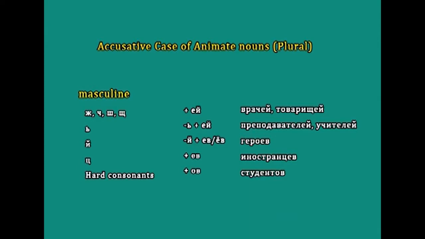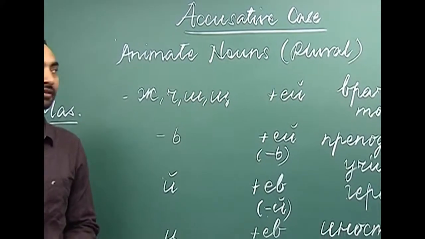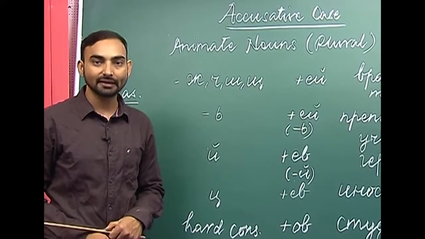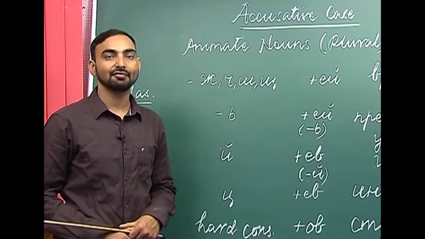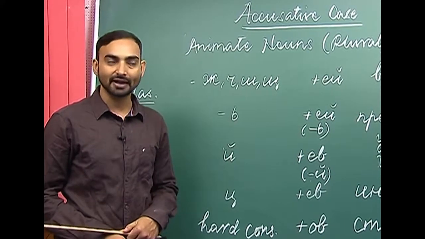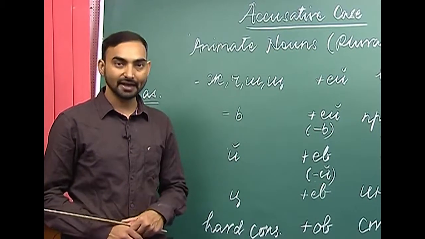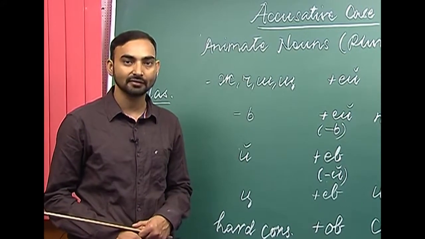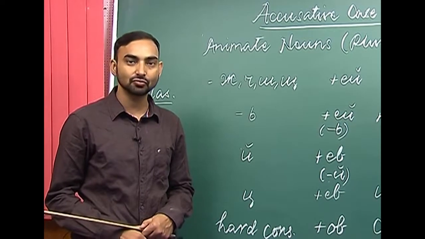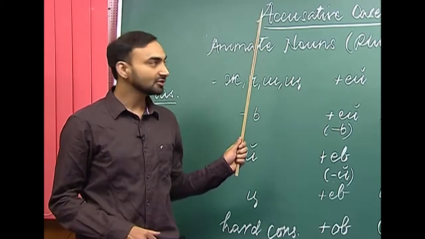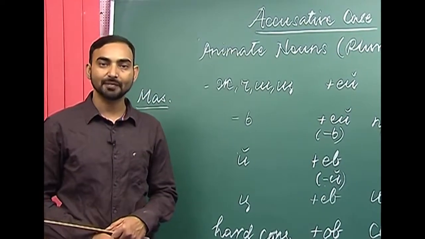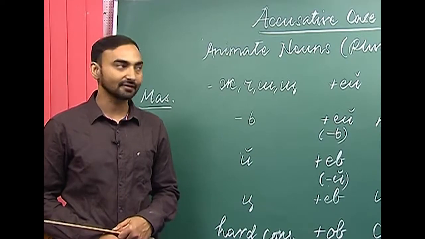As we have already discussed, the plural nouns which are inanimate do not decline in the accusative case. For example, if we are using столы, if we are using стулья, if we are using лампы, they will not decline in the accusative case. But if we are using animate nouns, for example, студент, студентка, врач, товарищ, друг, подруга, they will change in the accusative case. So, what changes are we supposed to make in those nouns, that we will discuss now.